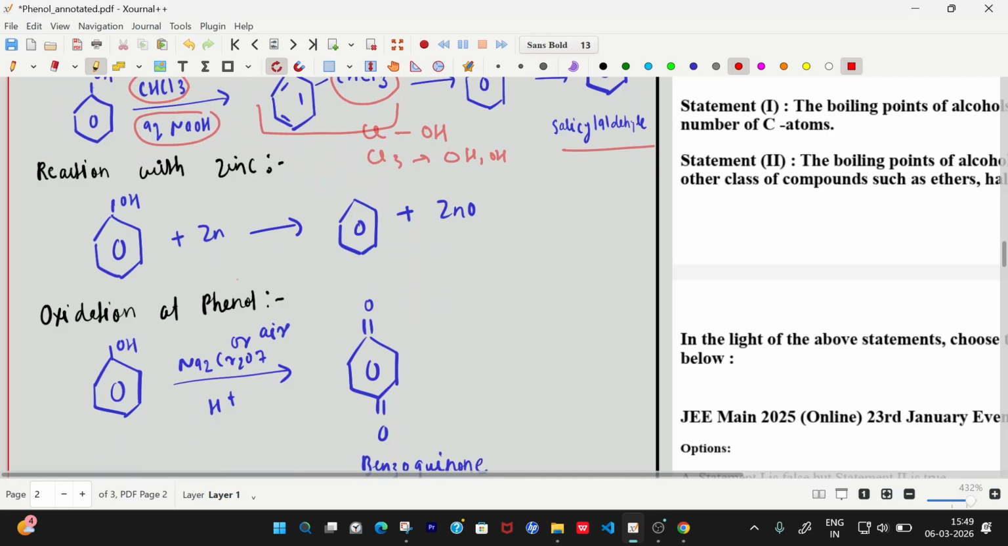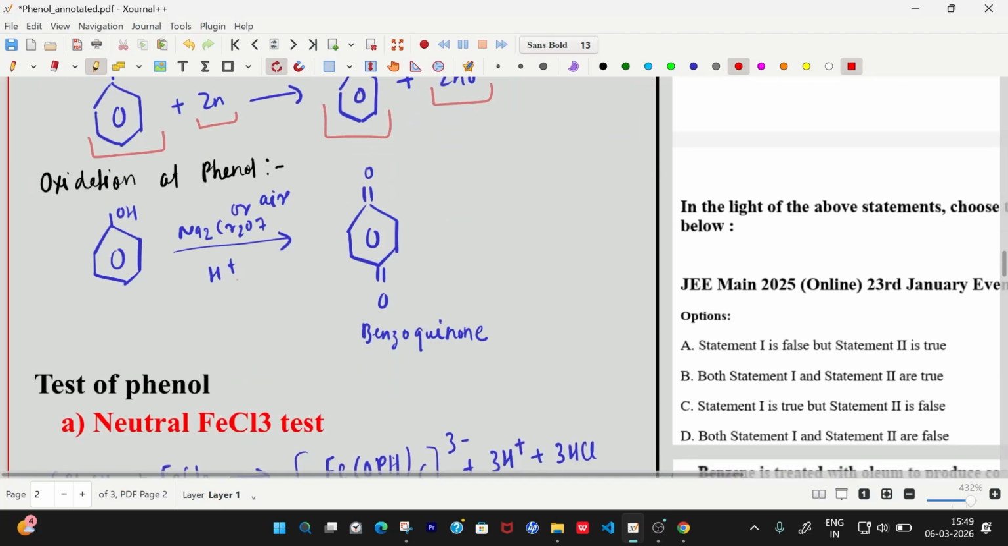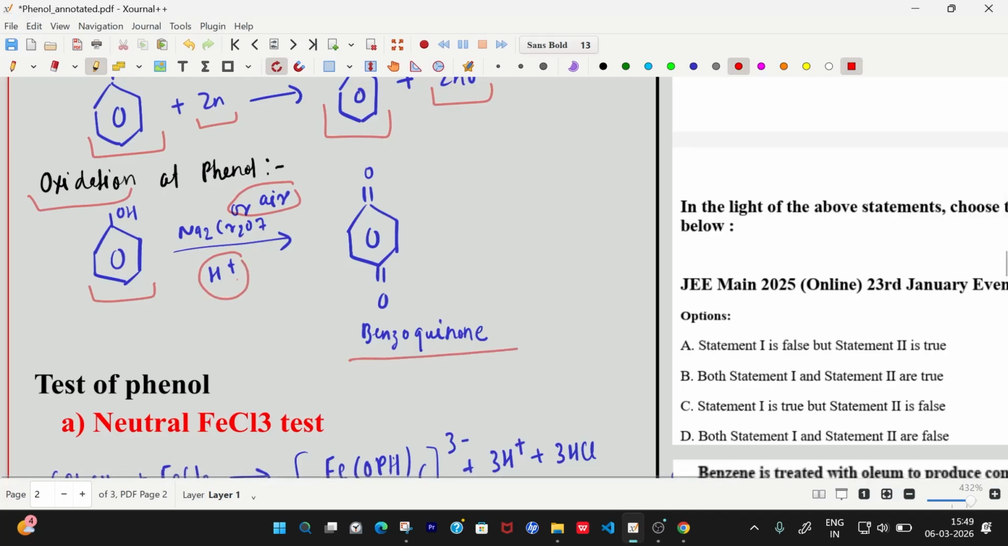The next reaction is the reaction with zinc. Here phenol is treated with zinc, and reduction of phenol occurs, and we get benzene and zinc oxide. The next reaction is oxidation of phenol. Here phenol is treated with Na2Cr2O7 or by air in the presence of acid to form benzoquinone. Na2Cr2O7 is the oxidizing agent which oxidizes phenol.